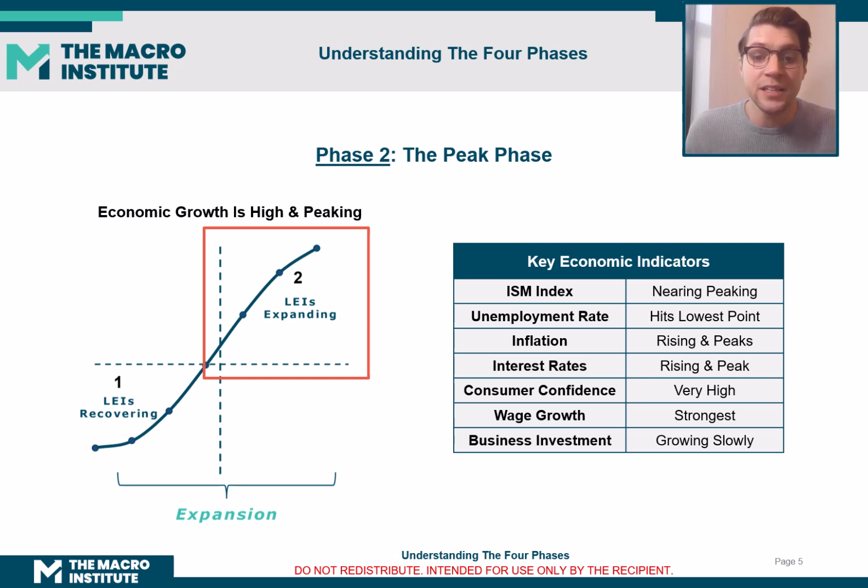That brings us to phase 2, the peak phase. So what's happened now? The ISM has continued to accelerate to this point, typically, and it is now nearing its peak. The unemployment rate will hit its lowest point, generally, during this phase. Inflation is rising and at some point will peak. Interest rates are rising generally as economic growth picks up and inflation picks up. The Fed will generally start to hike rates to avoid the economy overheating.